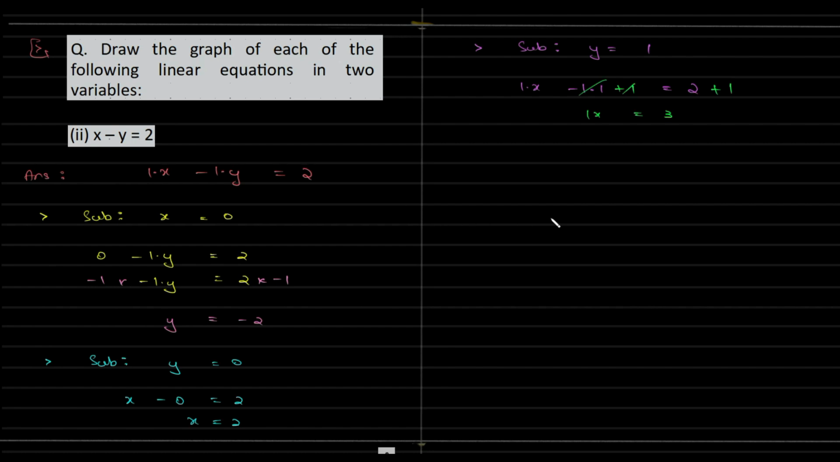And now the table summarizing x and y values. X and y. Please be careful while writing 0 and minus 2. 2 and 0. There is a tendency of writing 0 and 2. So be careful. This is 3 and 1.